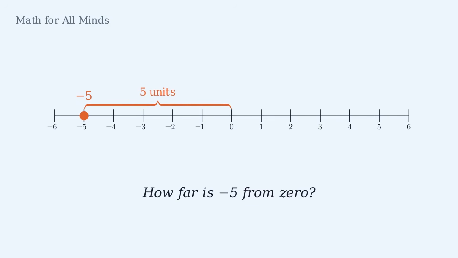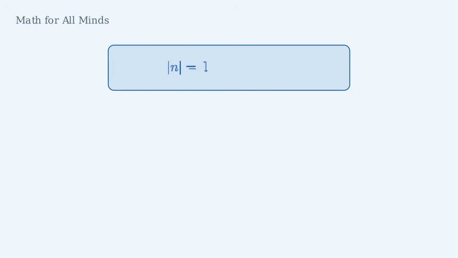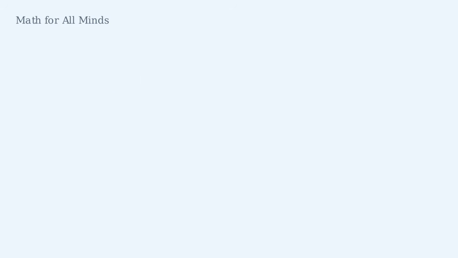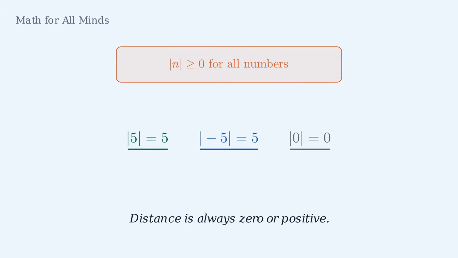How far is -5 from 0? 5 units. How far is +5 from 0? Also 5 units. Distance doesn't care about direction. The absolute value of a number is its distance from 0 on the number line. We write it with 2 vertical bars around the number. And because distance is never negative, the absolute value of any number is never negative.